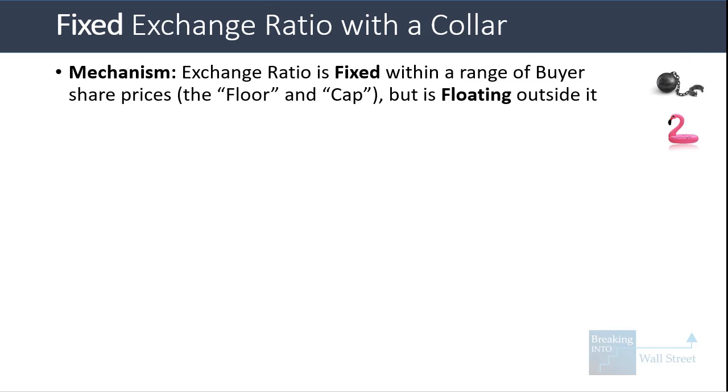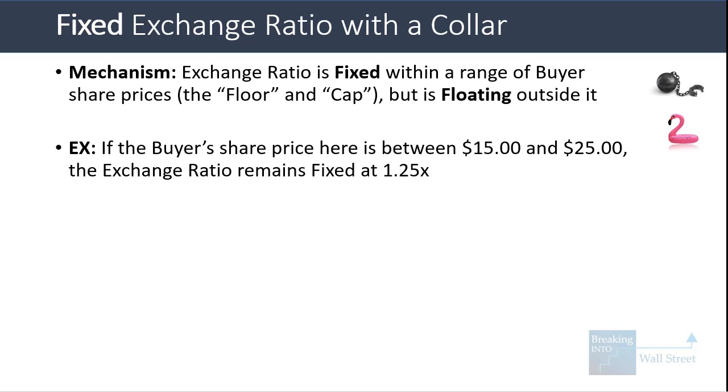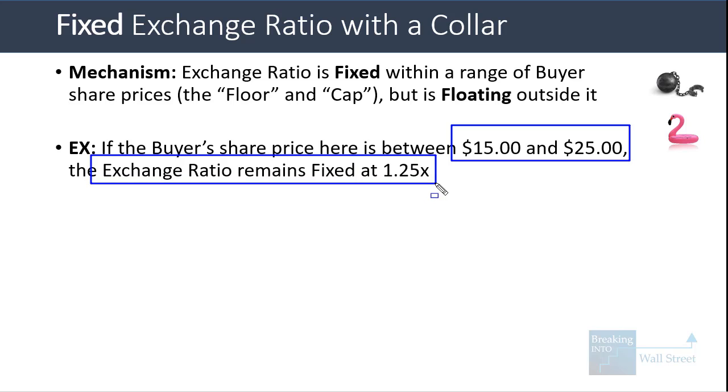We're going to look at a fixed exchange ratio with a collar first, then we'll look at a floating exchange ratio with a collar. Now with the first one, a fixed exchange ratio with the collar, the exchange ratio is fixed within a range of buyer share prices, but it becomes a floating exchange ratio outside of it. So for example, here, if the buyer's share price stays between $15 and $25, then maybe the exchange ratio remains fixed at 1.25x, and that's fine.